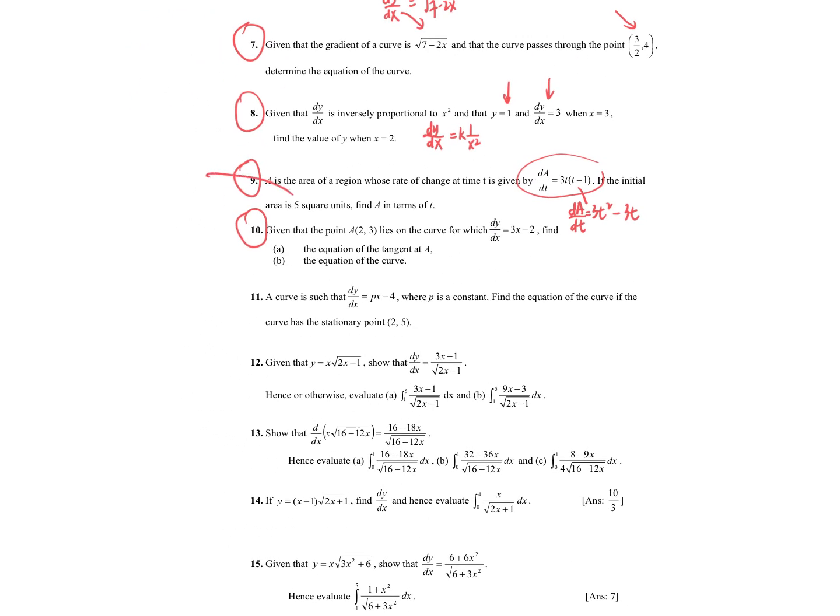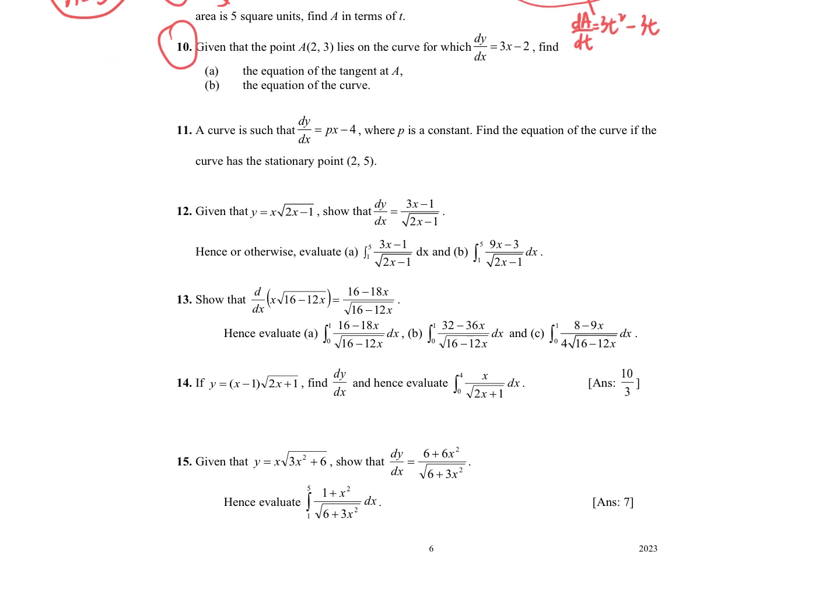Initial area means when time is 0, A is 5. What question is this? Question 9, so you can put a hint there. When they say initial area is 5, it means when you sub in t as 0, A is 5. Okay, so what I want to really go through is questions like 12, 13, 14, 15.